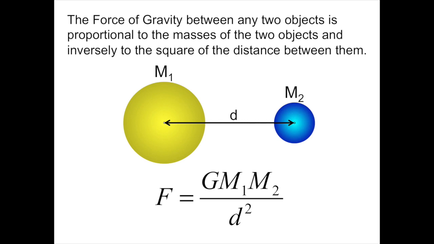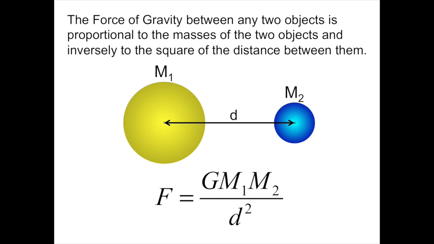Stated mathematically, the force of gravity between two massive objects is proportional to the masses of the two objects and inversely proportional to the square of the distance between them. Expressed mathematically, the force F between two objects with mass 1 and mass 2 is equal to G, the gravitational constant, times the product of mass 1 times mass 2 divided by the distance between their centers squared. This is important. It's not the distance of their surfaces, it's the distance to the center of mass of each of these objects. Notice that the force falls off as 1 over the square of the distance. It is not directly proportional to distance or any higher power, but the square.